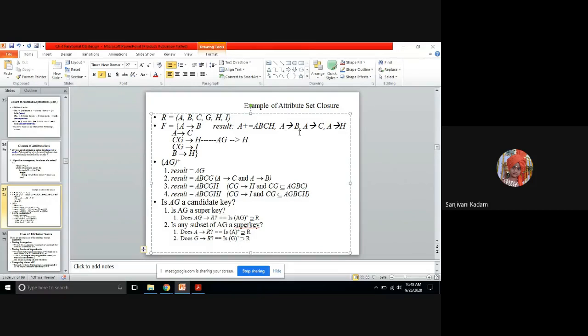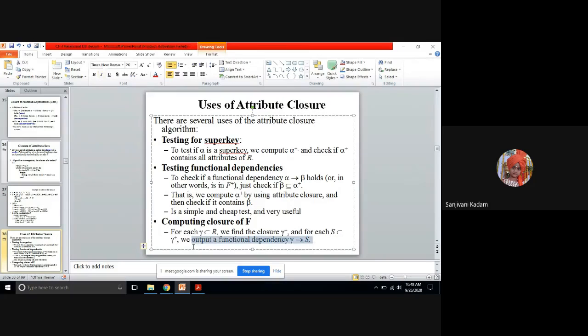So in this way we can go on calculating the closure. For every gamma we have calculated, we can go on adding these functional dependencies to the closure, and then this will give us the complete closure of F. Instead of giving the attribute closure, from the attribute closure we can calculate the F closure.